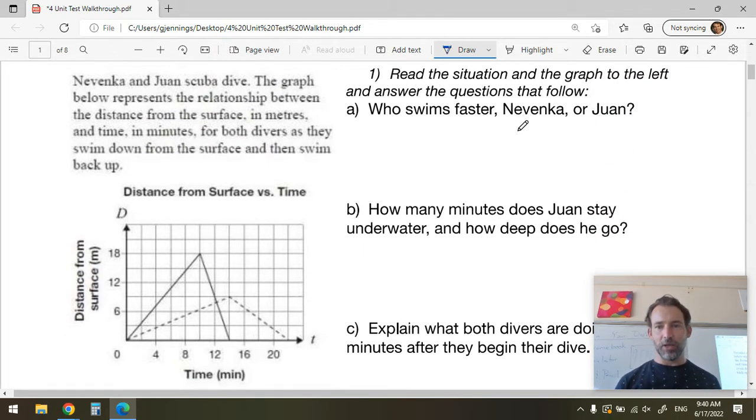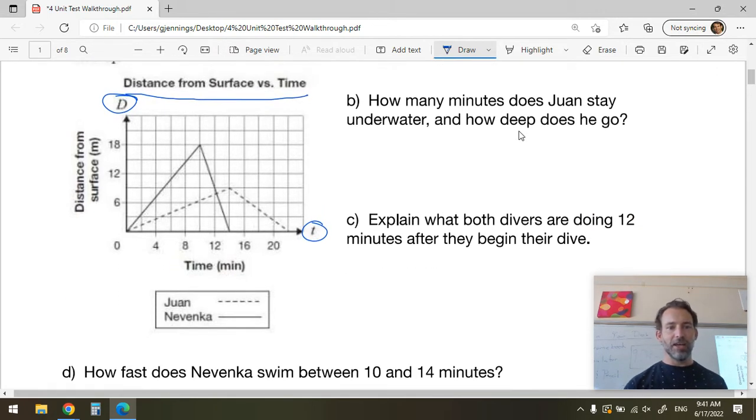And I'll go fairly quickly through interpreting graphs. For this graph here, okay, my equipment's working. For this graph, we want to see that distance from the surface versus time is being compared. We have distance from the surface on the y-axis and time along the x-axis. We're told that Nevenka and Juan are scuba diving. Nevenka is a solid line. So this is Nevenka. We notice she goes to a maximum depth of 18, and that only takes her 10 minutes.